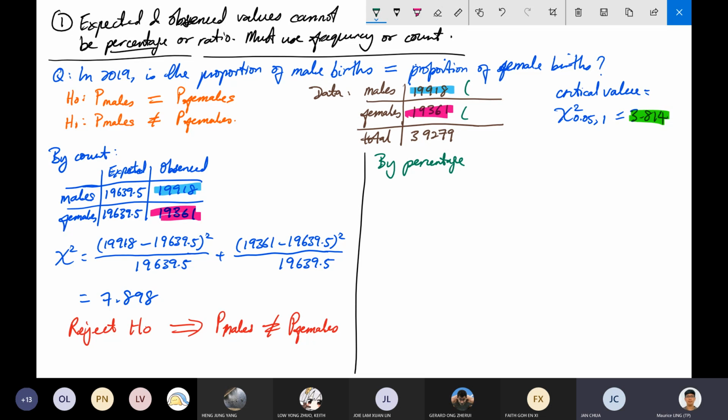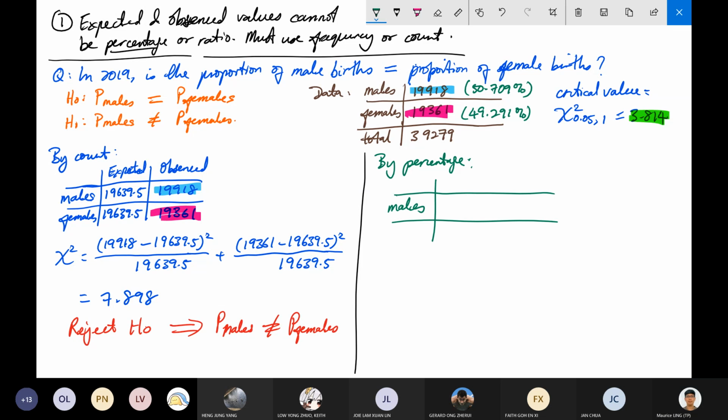50.7, so give me three decimal places of 50.7. 50.709, correct. Okay, how about females? You just do 1 minus it, and you have 49.291%. Okay, so if we take by percentage, then this is what we are going to get. Males, females.